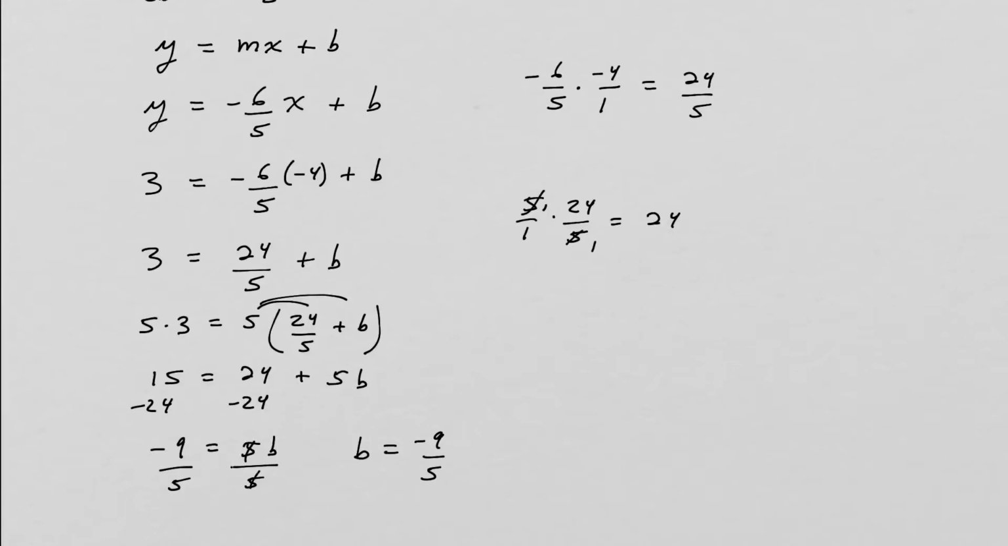So therefore, the equation of the line that meets all those criteria, that's parallel to that given line and passes through that point, -4, 3, is going to be this equation. It's going to be y is equal to -6 fifths x, that was our slope, and now we know b is -9 fifths. So plus the -9 fifths is the same as minus 9 fifths. So that's our answer. So it looks like it should be A in this case.